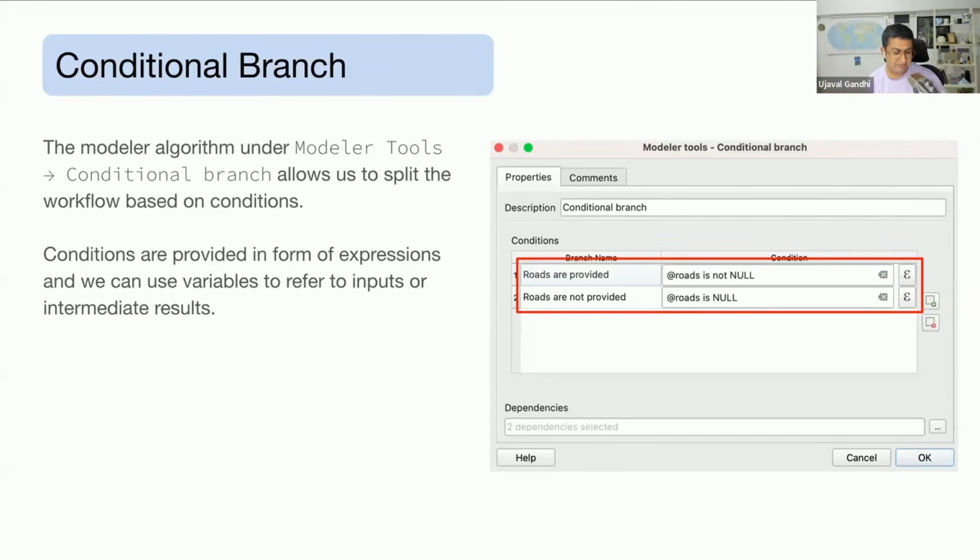Here, for example, we can use variables. When you create a model, each input or each intermediate layer has a variable assigned to it. So here we say there's an input called roads. The model will branch out here. If roads is not null, it'll do something. If roads is null, it'll do something else. And now I can specify what happens in each of those cases. So I don't need to hard code my model. I just say, whatever the user says, take a different approach based on that.